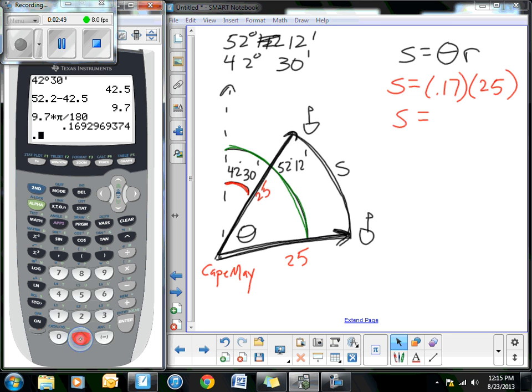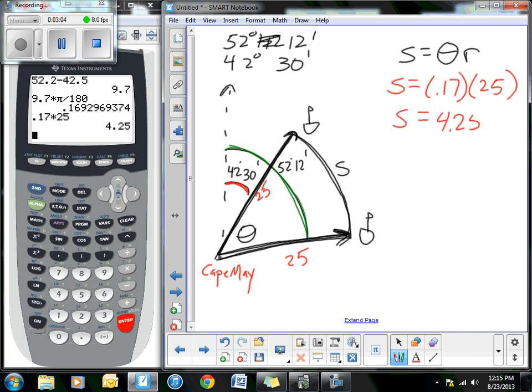Okay, so if you want to carry over the whole decimal, you certainly can. If you use the rounded version of the 0.17, that's fine as well. I've got about 4.25. If you carry the whole decimal, of course, that's going to be slightly different. Remember your labels, this is going to be in miles.